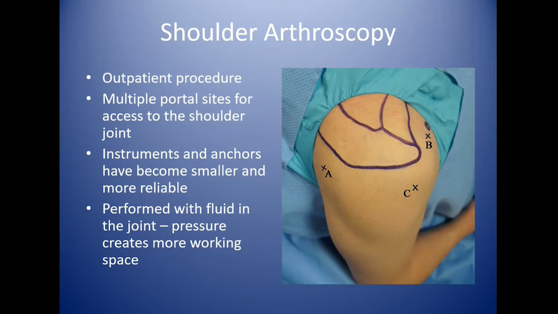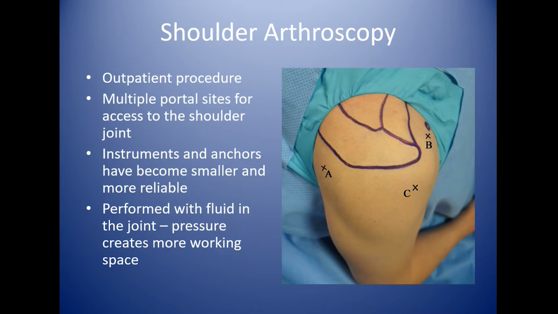Now, as the instruments and the anchors have become smaller, they've also become better. So now we use very little metal in the shoulder. We use absorbable anchors. We use things that will allow us to do MRIs in the future, or if somebody re-injures their shoulder, we don't have metal in the way of doing secondary procedures. We do this with fluid insufflated into the joint, which pushes apart the ball and socket a little bit to allow us to put instruments in there a little bit easier.